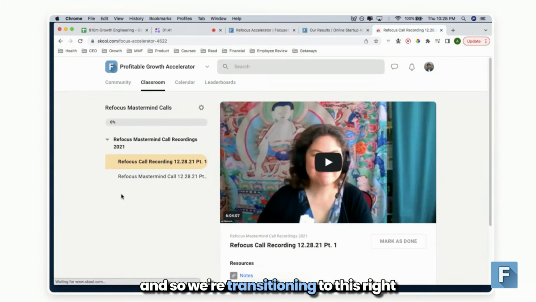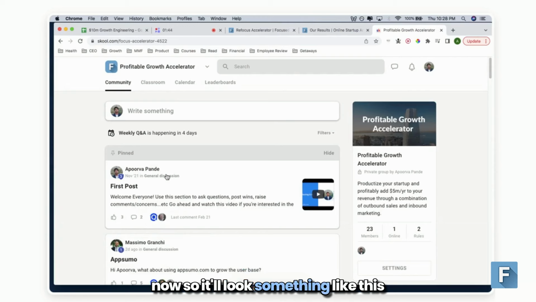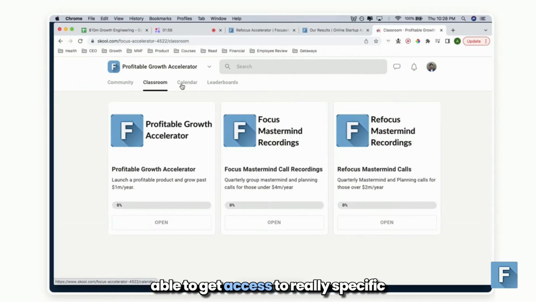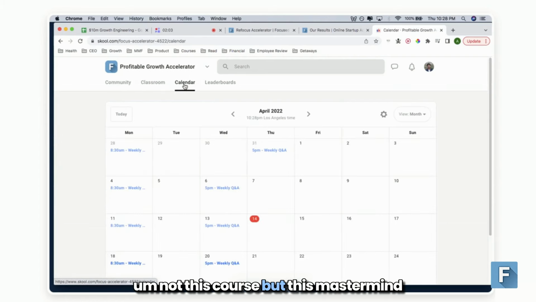And so we're transitioning to this right now. So it'll look something like this. This is our Profitable Growth Accelerator community, which is one step lower. But you guys will get access to something like this too. So you'll be able to ask any questions. You'll be able to see when the Q&As are. You'll be able to get access to the really specific videos that only you guys would get access to in this course. Not this course, but this mastermind.